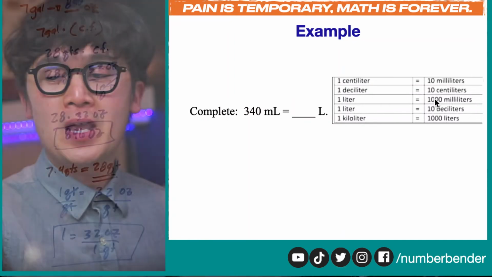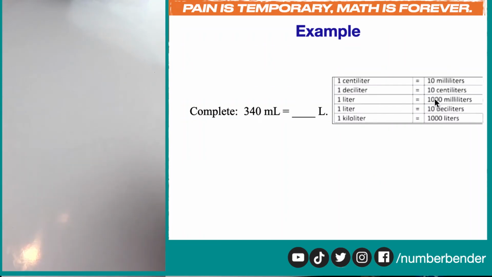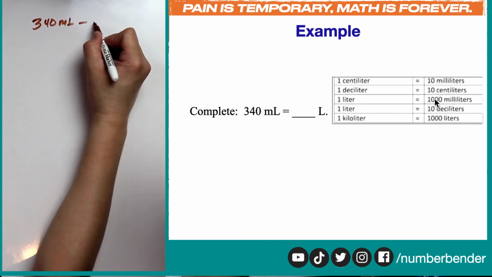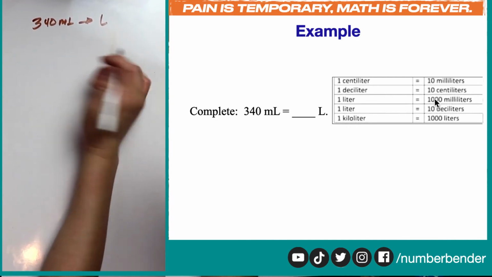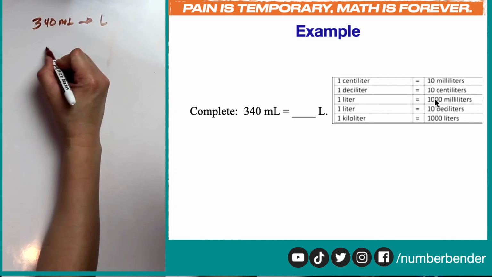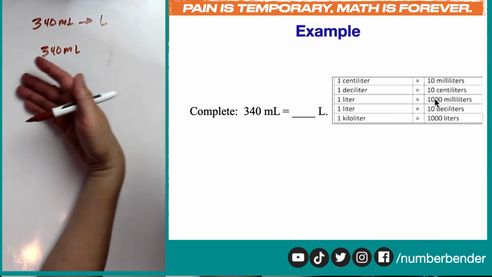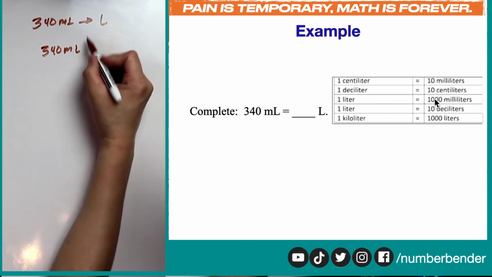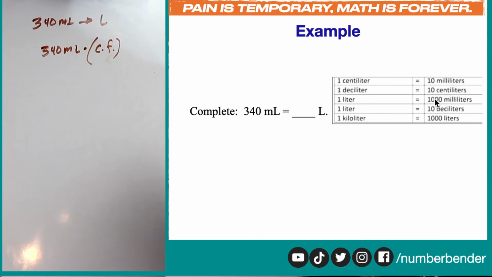So let's try and use our method again. We always start with writing out what we're going to convert. We're going to convert 340 ml into liters, or big letter L, and to convert it to liters, we're going to multiply 340 ml. Don't forget the unit of measurement in your formula. You're going to multiply it with CF, which is a conversion factor. It's not readily available, but we need to produce it using our cheat sheet.